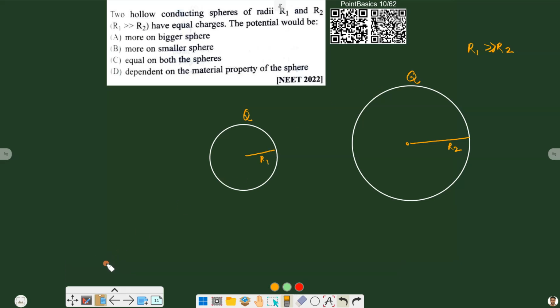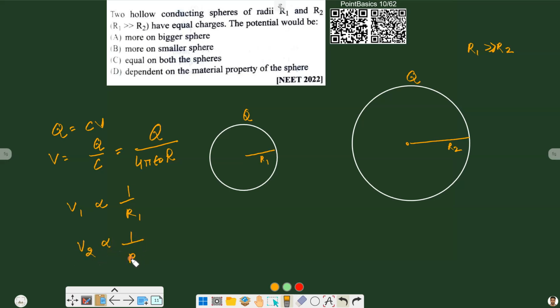Now to find the potential, we have to use the concept of capacitance, and we know that for a capacitor, q is equal to c into v, where c is capacitance and v is potential. So from this, the potential on a capacitor will be q by c, and these are spherical in shape. So for a spherical shape, capacitance is given by 4 pi epsilon naught r. So v1 will be proportional to 1 by r1, because the charge on both of them is the same and 4 pi epsilon naught is constant, and v2 will again be proportional to 1 by r2.